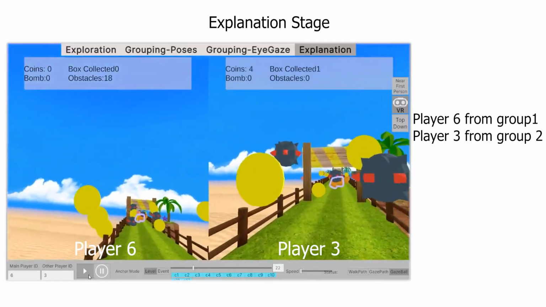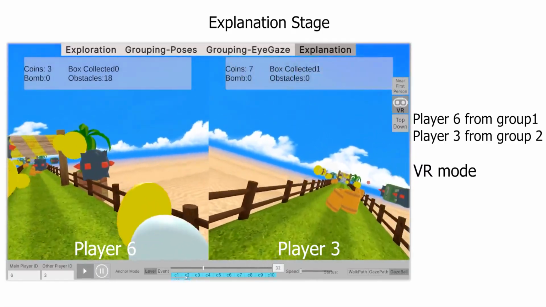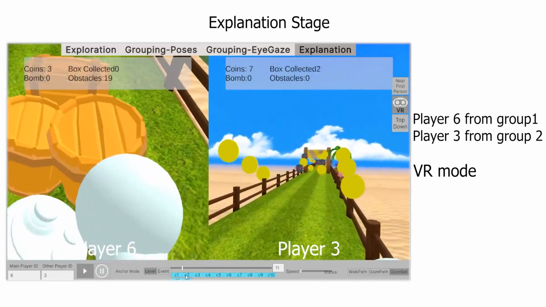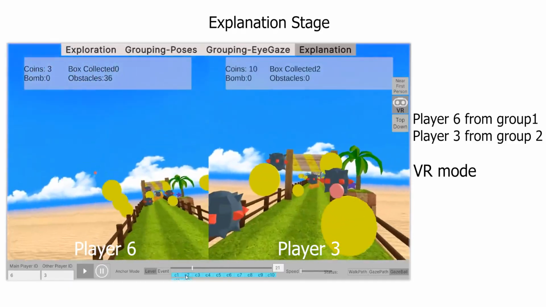Replaying their performances in a VR point-of-view mode, she quickly observes that player 6 spends a significant amount of time looking at the controller, attempting to use it to navigate around the obstacle. She then can draw her observation.